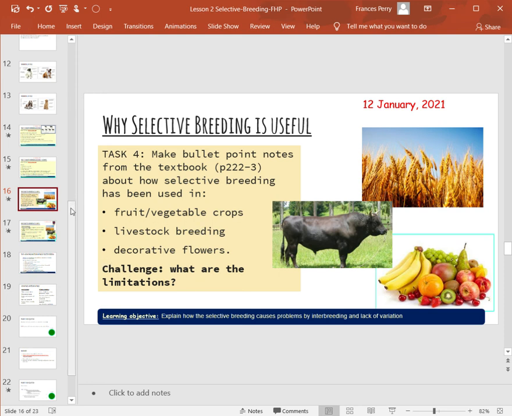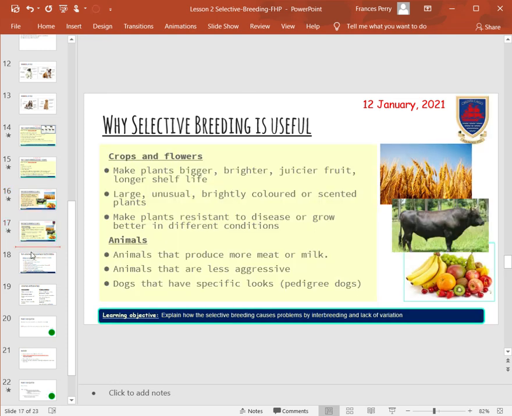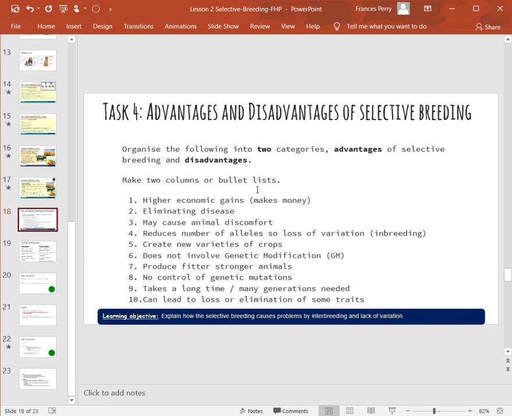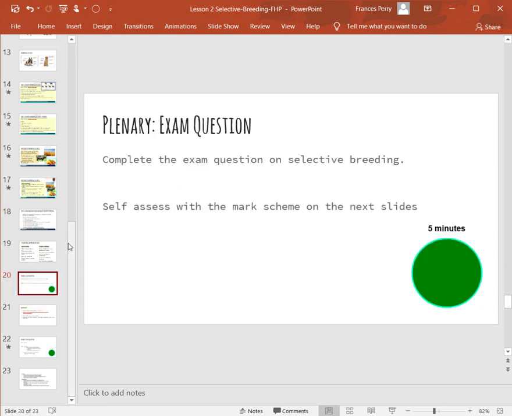Challenge: what are the limitations? There are a few notes there to help you. And then advantages and disadvantages. Sort the 10 statements into advantages and disadvantages, and check your answers on the next slide. Then to finish, there is an exam question.